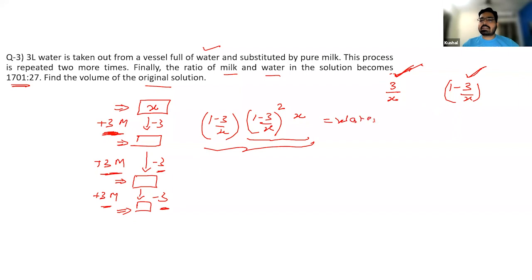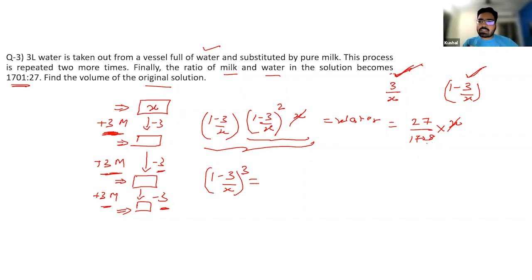And what is it that they're saying? They're saying that the milk to water ratio is 1701:27. So what will be the quantity of water? The quantity of water will be 27 parts out of a total of 1728 parts. Of what? Of X. This should be the quantity of water left over. So if I equate this, X will get cancelled out. Over here, what will we have? 1 minus 3 by X whole cube should be equal to 27 by 1728.